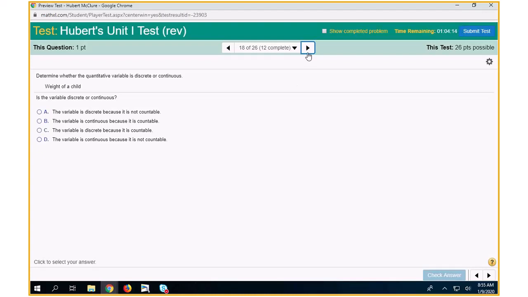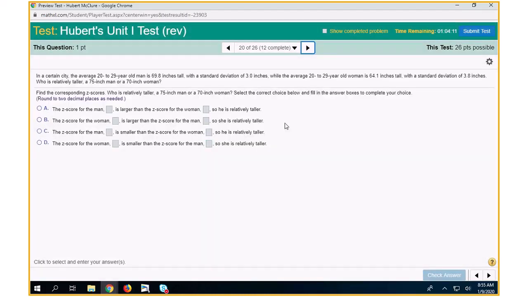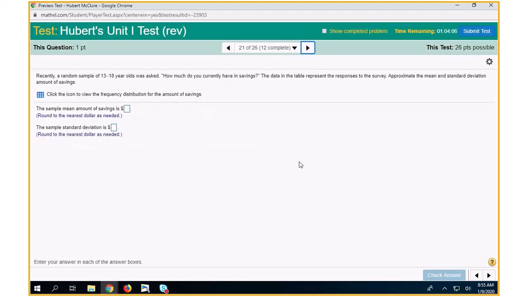There's another math question. It's not supposed to clump them up like that. Maybe it's just because I'm viewing it. I'm not actually taking it. That's why. Math question.